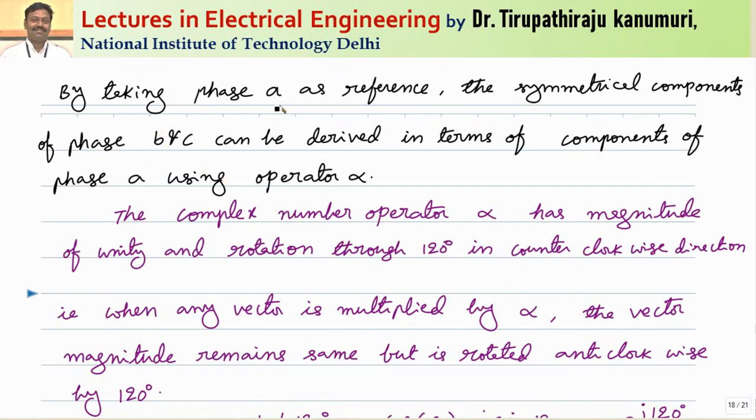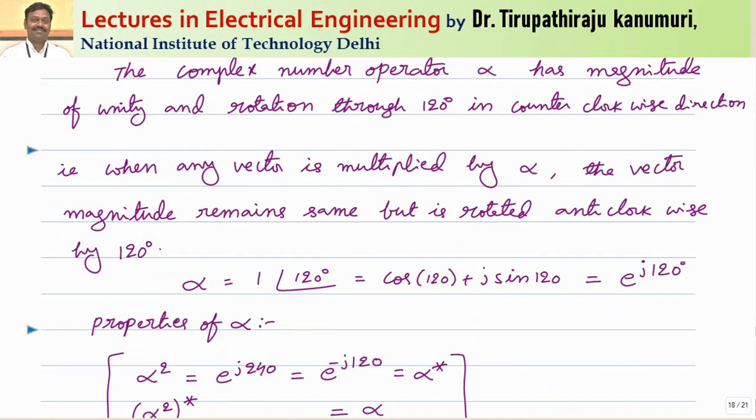By taking the phase of phase A as my reference value, the symmetrical components of phases B and C can be derived in terms of the components of phase A using a complex number operator, alpha. This complex number operator alpha has a magnitude of unity and a phase of plus 120 degrees. What does it mean? When any vector is multiplied by this operator alpha, the vector magnitude remains the same, but the vector will rotate in the anti-clockwise direction by 120 degrees.